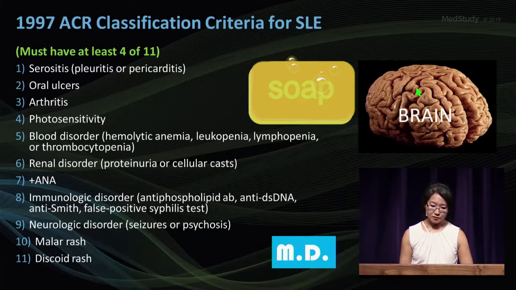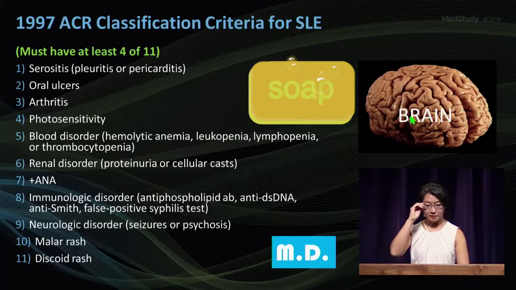B from the SOAP Brain MD stands for blood disorder. It's a hemolytic anemia. So this is an immune-mediated hemolytic anemia. Leukopenia can occur, lymphopenia, as well as ITP can also occur in this disease. R stands for renal disorder. A stands for a positive ANA. It's very rare to see an ANA negative lupus patient. I stands for immunologic disorders such as antiphospholipid antibodies, double-strand DNA, Smith, RNP, false positive syphilis test. N stands for neurologic disorder, and then the MD stands for the rashes, malar lesions, as well as discoid lesions.